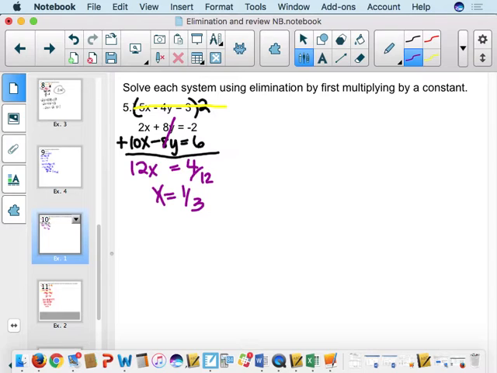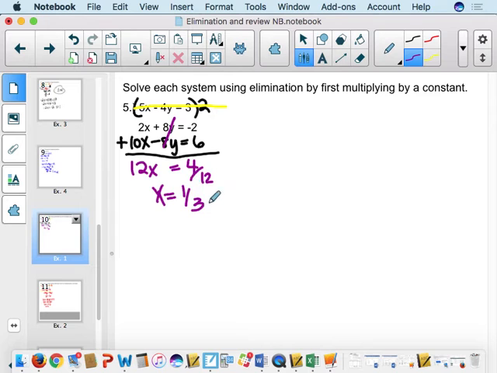So again, this is an example where the elimination would be better than graphing. We could have graphed both of these using intercepts. We would have had some decimals when we were graphing, and then we wouldn't have been able to tell exactly what fraction this was.